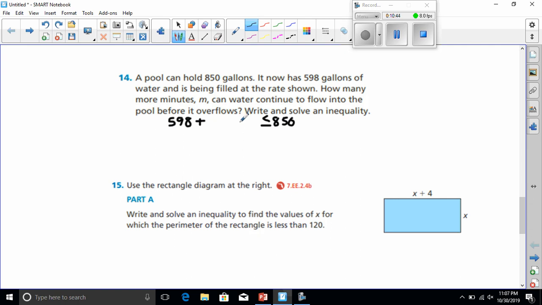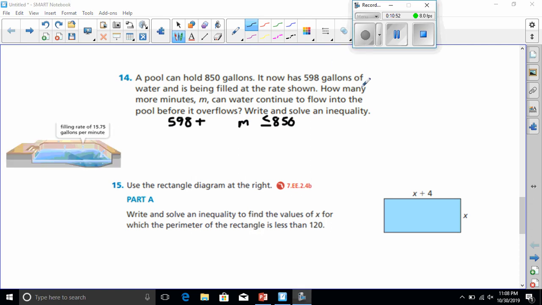Well, we must have a rate given to us somewhere. Let me go see if I missed a picture or something to add onto this clue. And there you go. I found the picture that goes with it. And it says that it's filling at a rate of 15.75. So I'm going to have to multiply that times the minutes in order to find out how many minutes, because that's what it's asking, how many more minutes. So let's see, 15.75. And now we're ready to find out. It says write and solve. We wrote an inequality. Let's solve it.